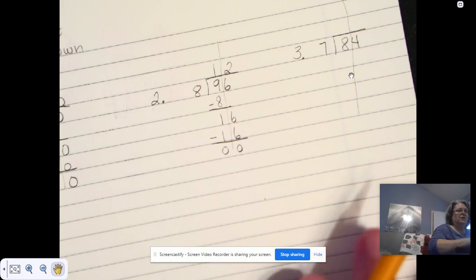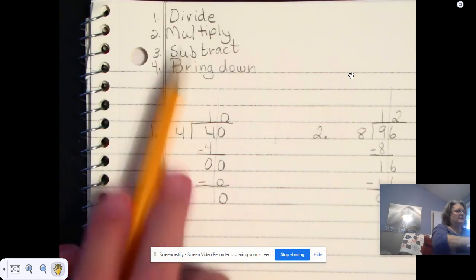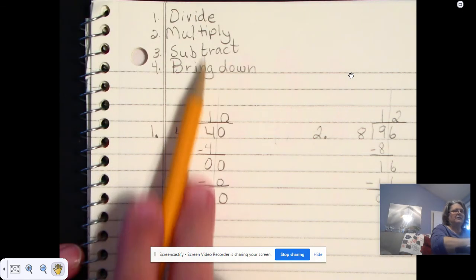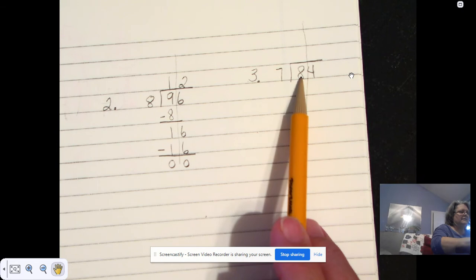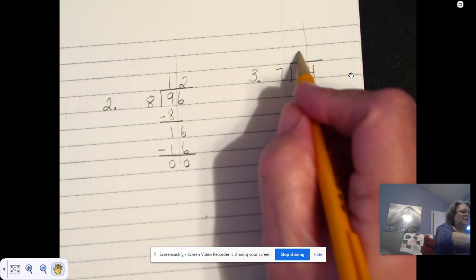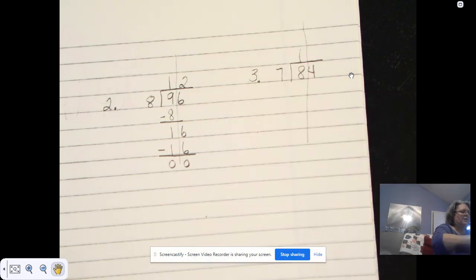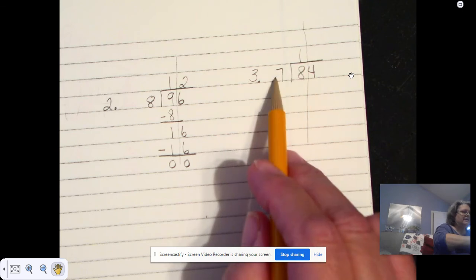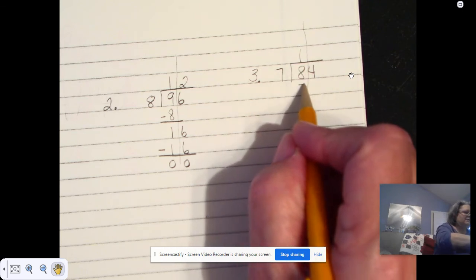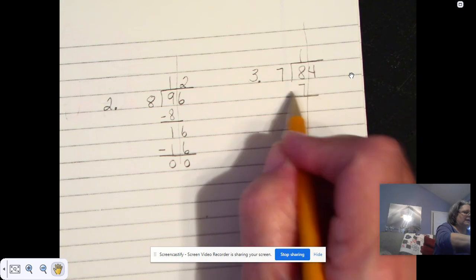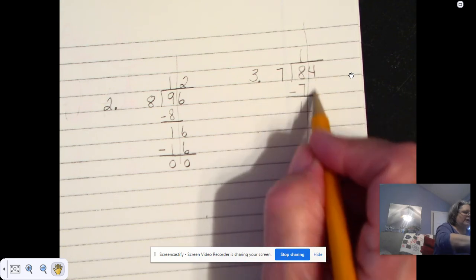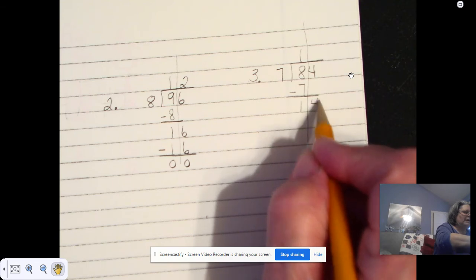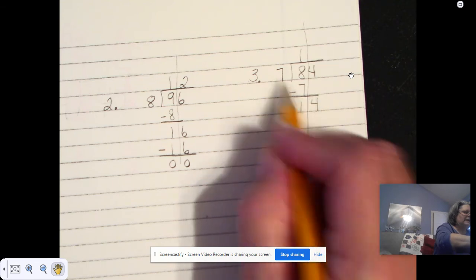And then I'm going to start with my steps: divide, multiply, subtract, bring down. So, how many groups of 7 go into 8? I hope you said 1, which we write right up there. 1 times 7 is 7. It goes right there. Draw our line and subtract. 8 minus 7 is 1. Bring down our 4. Now we're dealing with 14.